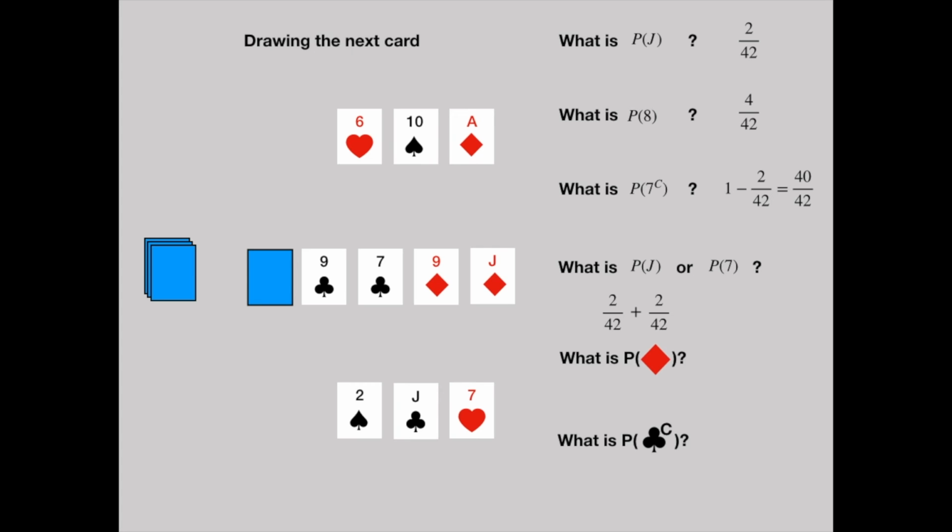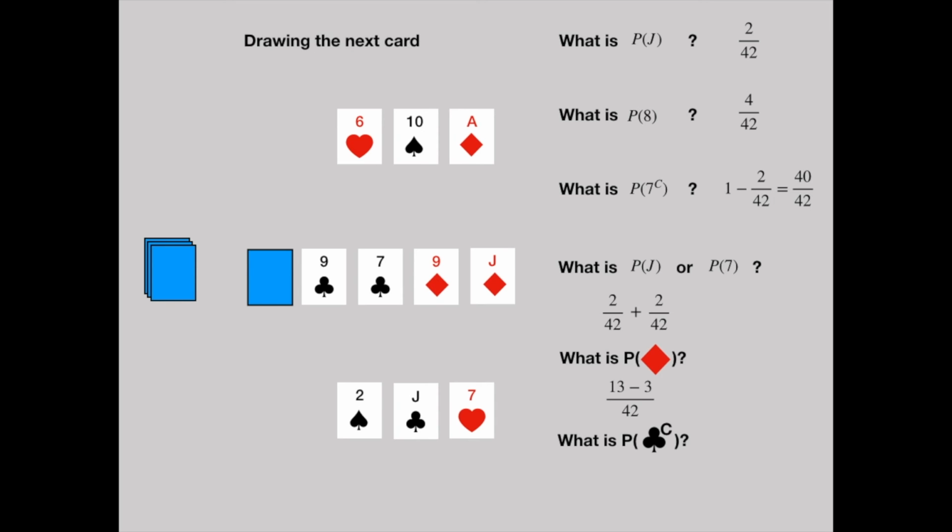The next question is, what is the probability of getting a diamond? There are 3 diamonds on the table, and there's a total of 13 diamonds. So there are 10 diamonds in the pile. So the probability of getting a diamond is 10 over 42.